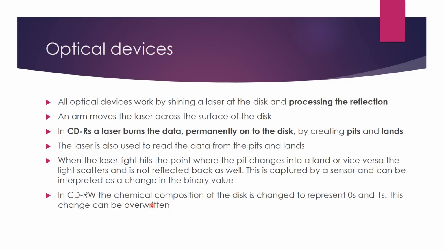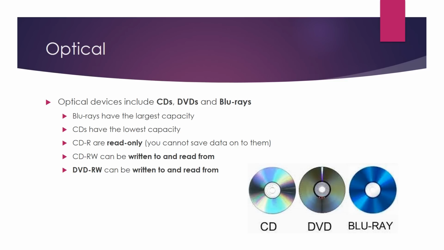In CDRW, the chemical composition of the disk is changed to represent 0 and 1. This change can be reversed. There are three different types of optical devices: CDs, DVDs, and Blu-rays. Blu-rays have the largest capacity, CDs have the lowest capacity. CDR are read only, CDRW can be read and written, and DVD-RW can be read and written.